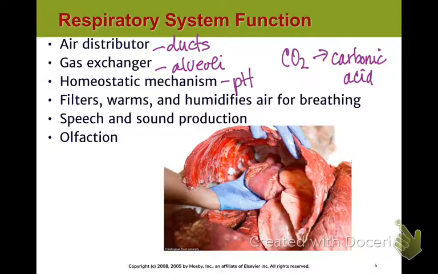Speech and sound production. These are our vocal cords. Actually, I think it's C-O-R-D-S, right? And then olfaction, which is our sense of smell. So all of these things, one way or another, our respiratory system is involved in.